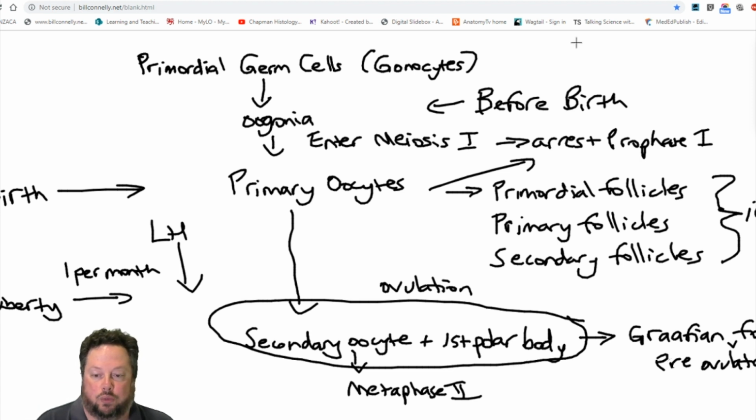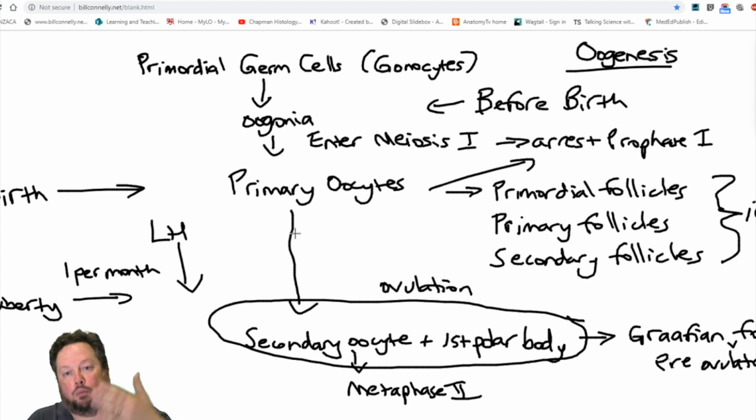So this is the whole process which we call oogenesis. This is meiosis within the ovary. We move from an oogonium becoming a primary oocyte, that becomes arrested at prophase 1. It's housed within primordial follicles, primary follicles, secondary follicles, and then once a month, following a surge of luteinizing hormone, that primary oocyte is stimulated to resume meiosis 1: prophase 1, metaphase 1, anaphase 1, telophase 1, and then forms a secondary oocyte, which immediately enters into meiosis 2, prophase 2, metaphase 2, and that's where it arrests again.